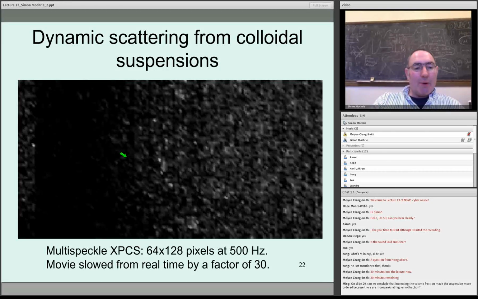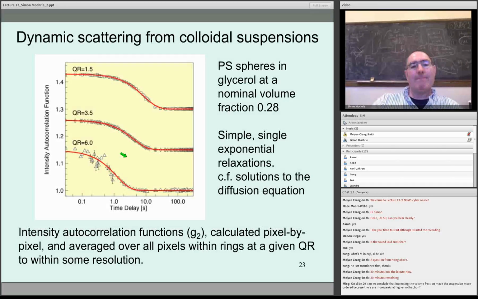So let me go forward. Yeah, to this one. And so calculating that autocorrelation function pixel by pixel, averaging together all of the pixels at the same wave vector, you get data like this. This corresponds to a volume fraction of 0.28, where things are still pretty mobile. This is actually a slightly different system than the one I showed you the movie from, but the ones from the movie look very similar to this. This is an exponential relaxation at several different wave vectors.